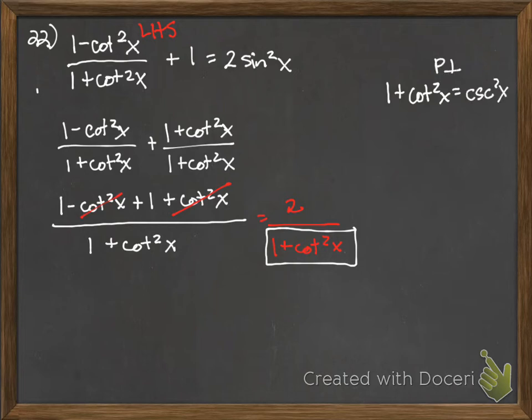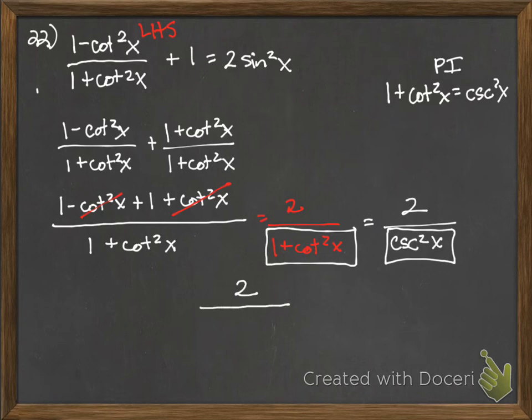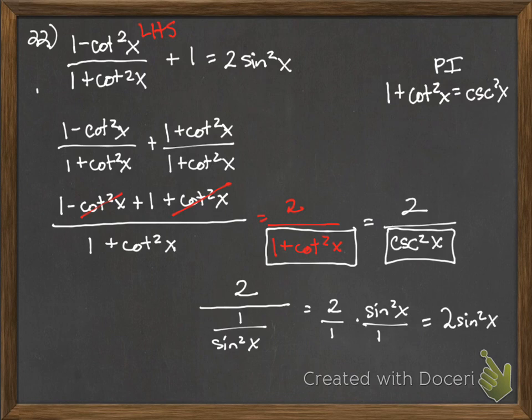And once again, this is one of the Pythagorean identities. So I'm going to substitute in 2 over cosecant squared x. And now I'm going to substitute in for cosecant. Cosecant can also be written in terms of sine. So if I rewrite this as 2 over 1 over sine squared x, this becomes 2 over 1 times sine squared x over 1, which equals 2 sine squared x, which is my right-hand side. So there I established that identity.